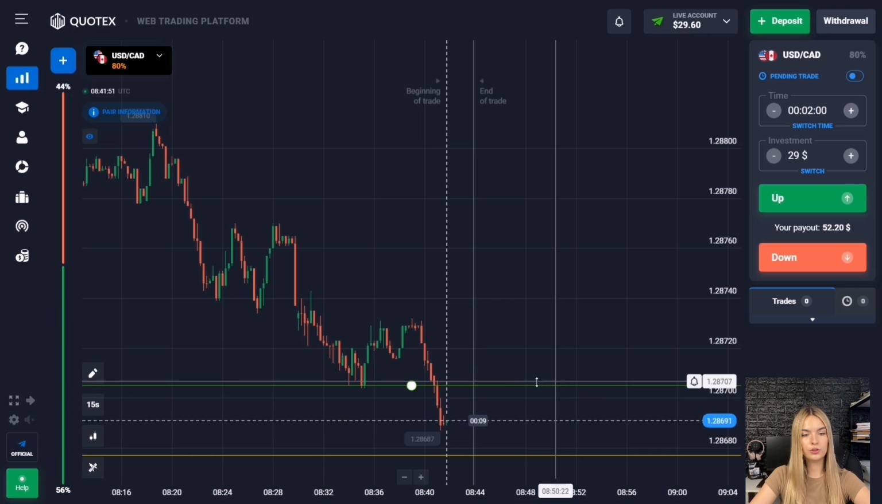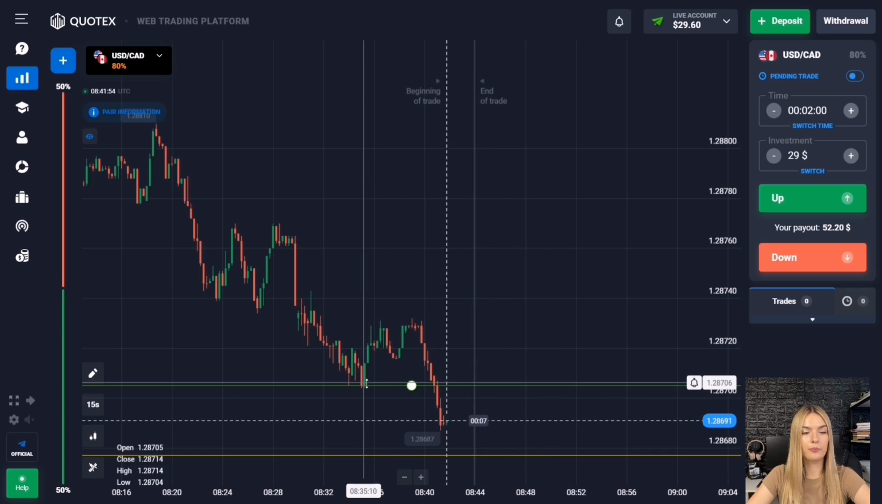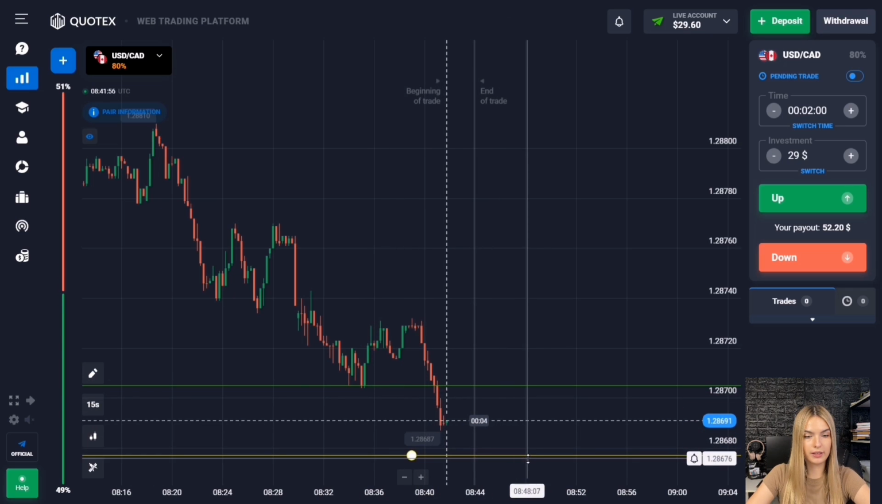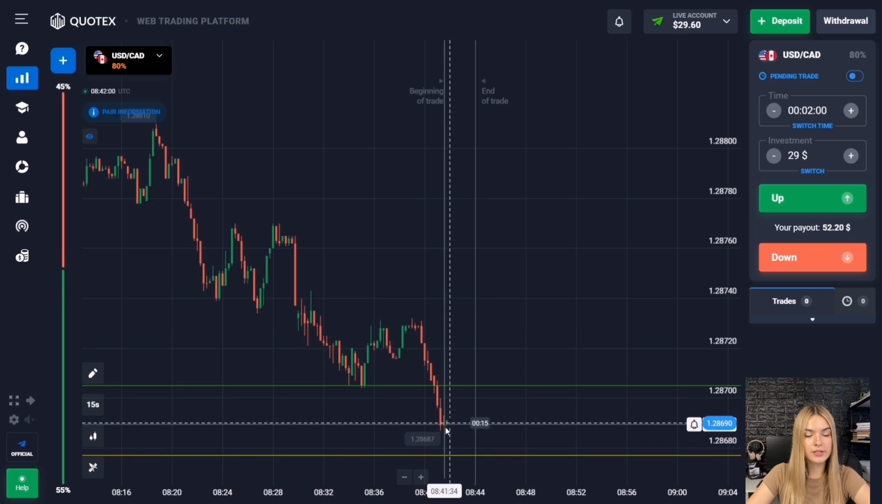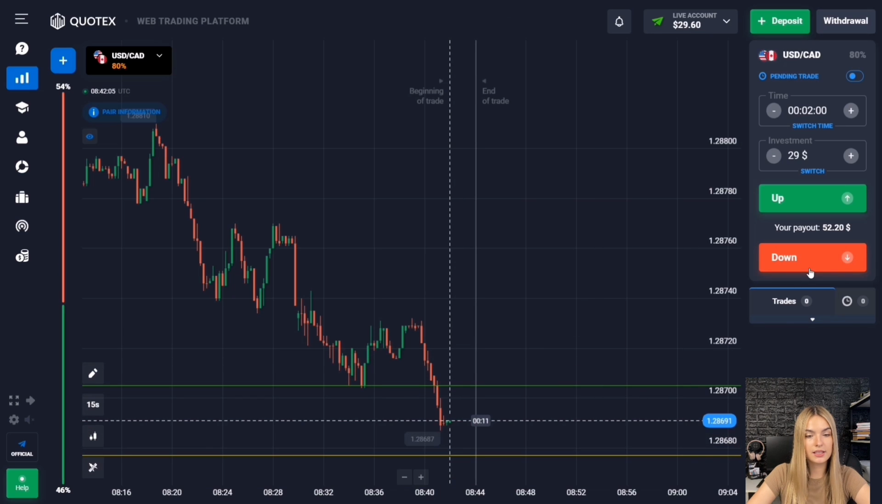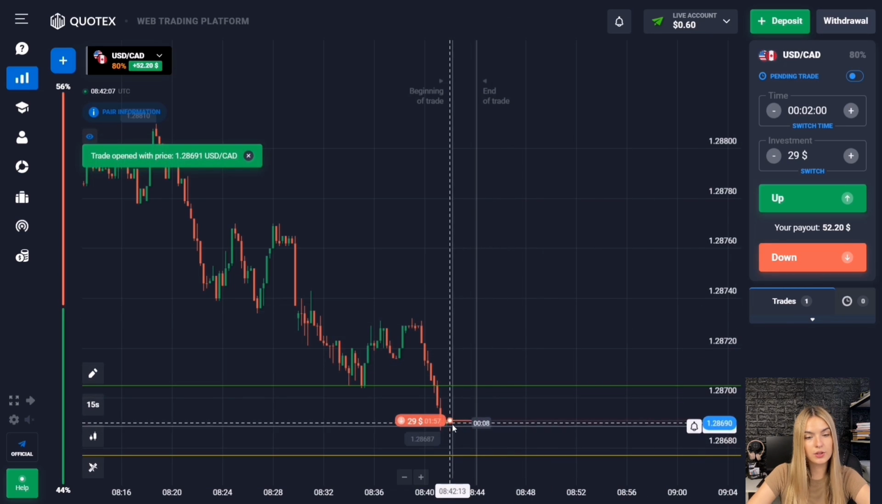Here we have an internal support level, and a little lower I have marked the zone of the beginning of the main support level. We see that the price has already broken through this internal level, moving towards the main one. Therefore, here I propose to open a deal for 2 minutes to decrease. I think that in this situation the price is more likely to continue its downward movement.